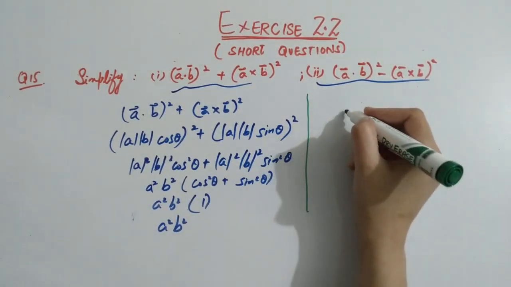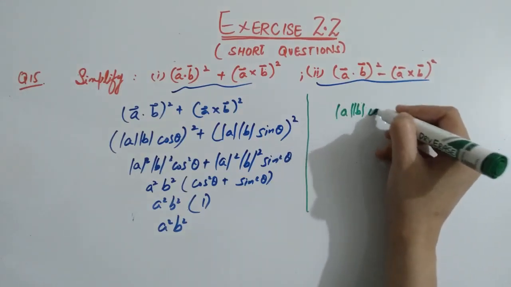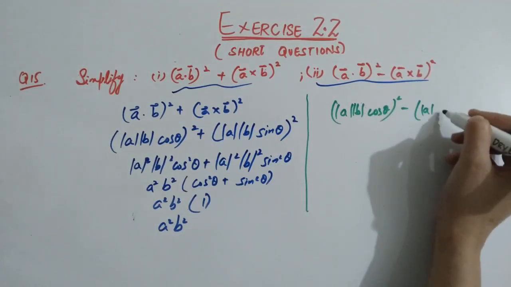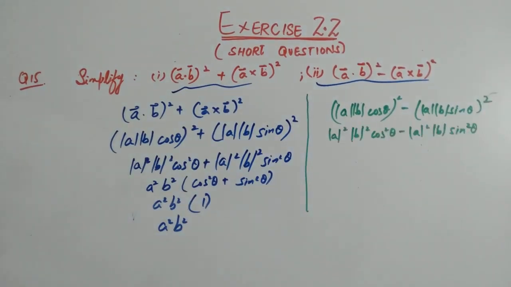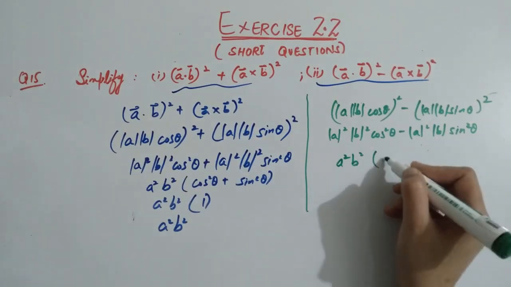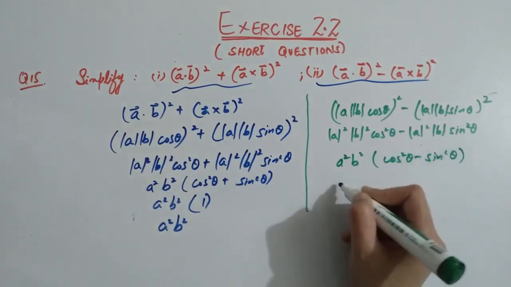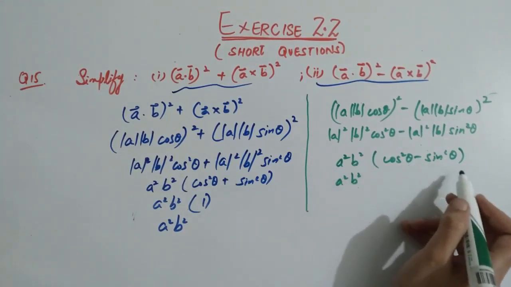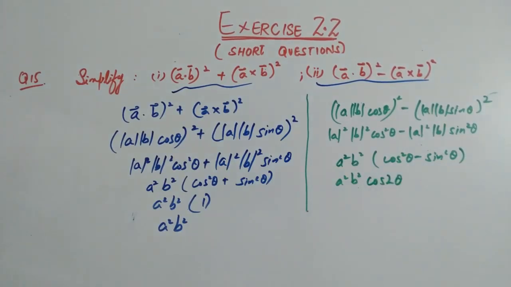Similarly, in the second part, you have to apply the formula. (a dot b) squared is (|a||b| cos theta) squared, minus (|a||b| sin theta) squared. Similarly, taking a^2 b^2 common, you will get cos^2 theta minus sin^2 theta in the bracket. Using the trigonometric identity, cos^2 theta minus sin^2 theta equals cos 2 theta. So this is the final answer.